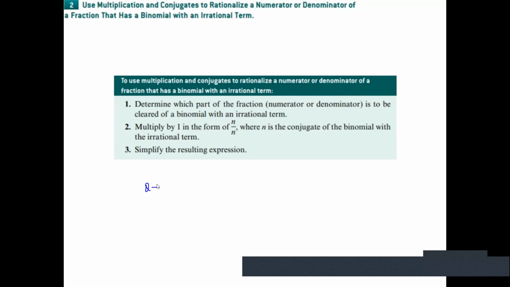Let's say if I have a plus b, the conjugate will be a minus b. Why is it important? Because if I take a plus b times a minus b, what I have is this. And if in case, let's say b is square root of 2, then what? By multiplying by the conjugate, what do I have? I get rid of the square root, right?